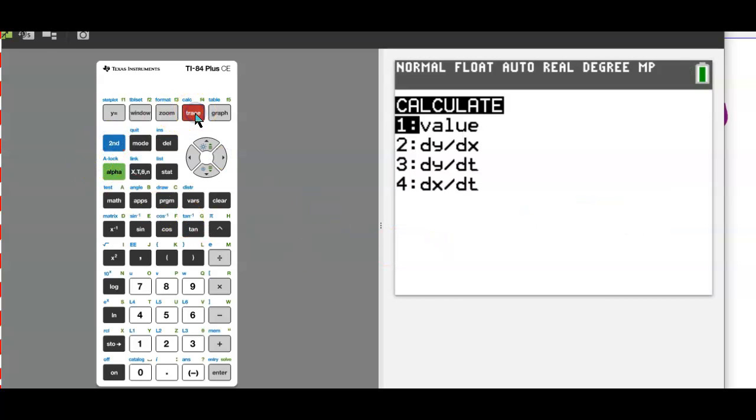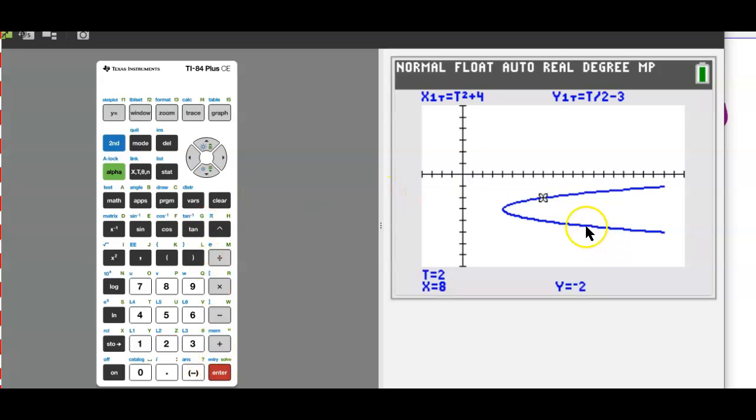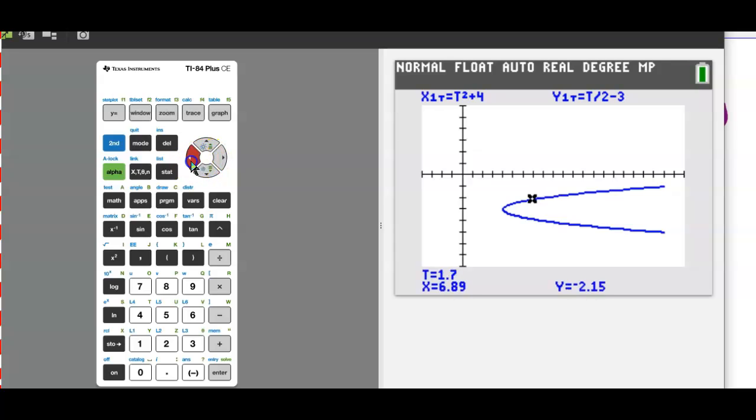If I go second trace, I have no choices here. These are all calculus options except for the value. So I could find the value when t is 2, but that's the only thing I'm allowed to do. I cannot trace by x and y. I can only trace forward and backward in terms of t.